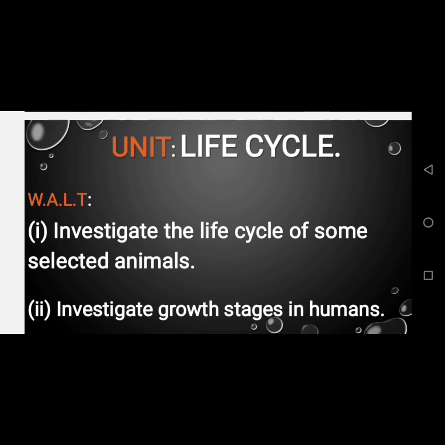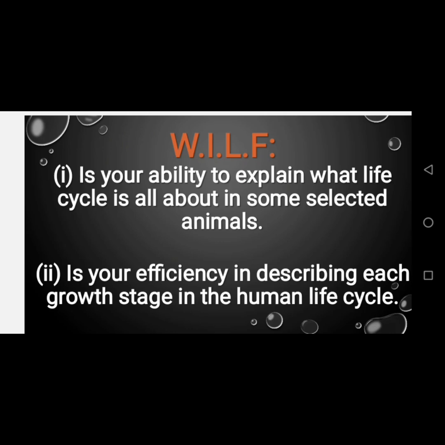So we're looking at the timeline that exists from the time of birth of an organism until when it becomes mature and eventually dies. What I'm looking for in this lesson is your ability to explain what life cycle is all about in some selected animals. Secondly, is your efficiency in describing each growth stage in the human life cycle. So at the end of the lesson, you should be able to identify the growth stage in the life cycle or the timeline of an organism, including humans, and explain the features or characteristics that exist in that particular stage.